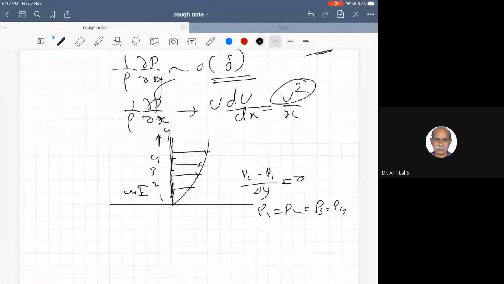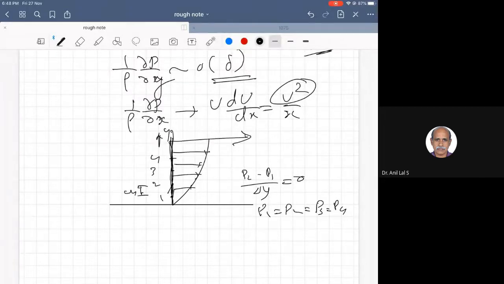So within the boundary layer, if we take a cross section, the pressure will not be varying, but pressure will be varying along the x direction. Pressure is not varying along the y direction.